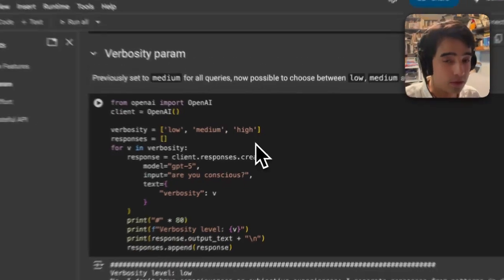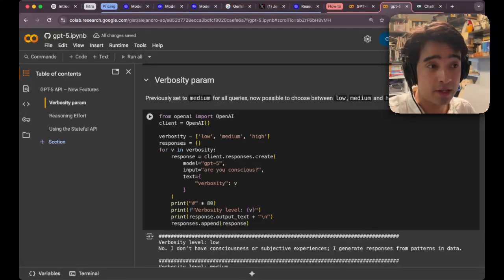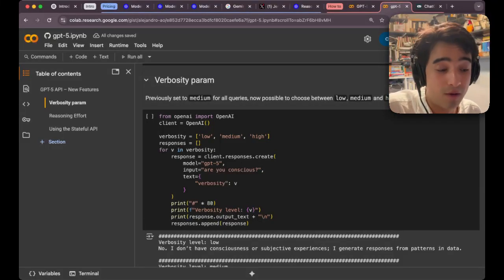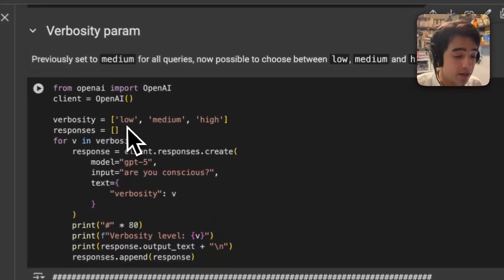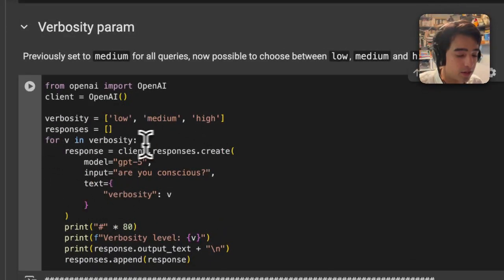And in this example, we're going to be taking a look at the new parameter that they're adding to the API, and it's called the verbosity parameter. Okay. So previously, every completion was set to medium for all queries. Now you have the ability to select how verbose your answer is supposed to be. So the answer can be either low, medium, or high. And as you can see right here, I am comparing the answer for "Are you conscious?" with low, medium, and high verbosity.